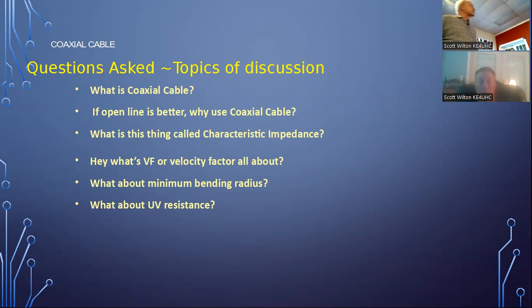So those would be: what is coaxial cable for the novice who's never seen it or doesn't know what it is? If open line is better, why use the coaxial cable? What is this thing called characteristic impedance? And that's going to be one of the major topics where I'm going to dwell pretty heavily on. What is velocity factor all about? How about minimum bending radius? And what about UV resistance and direct burial? I left the direct burial off, but we're going to talk about direct burial.